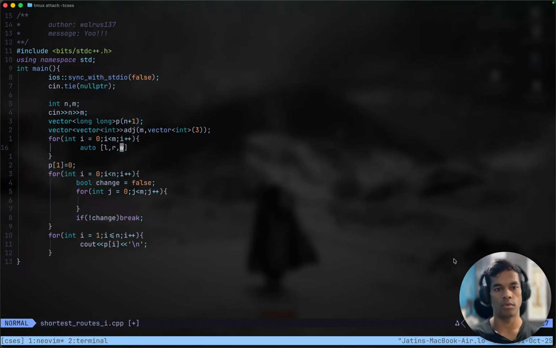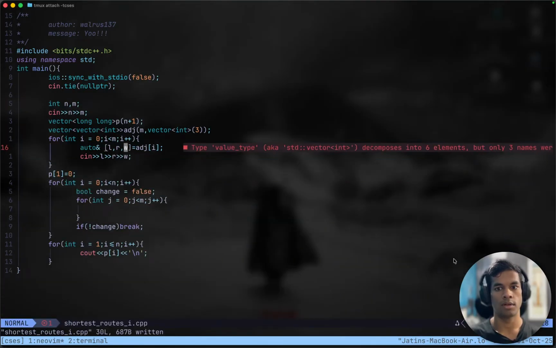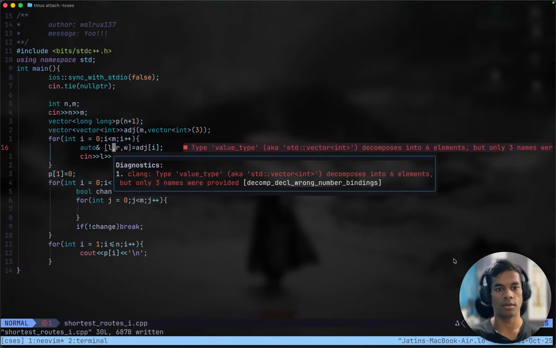LRW equals ADJI. Is this okay? Let's see. Start plan D. Okay, that does seem to be okay. That does seem to be okay. See, L, R, and W. Okay, that is not okay.